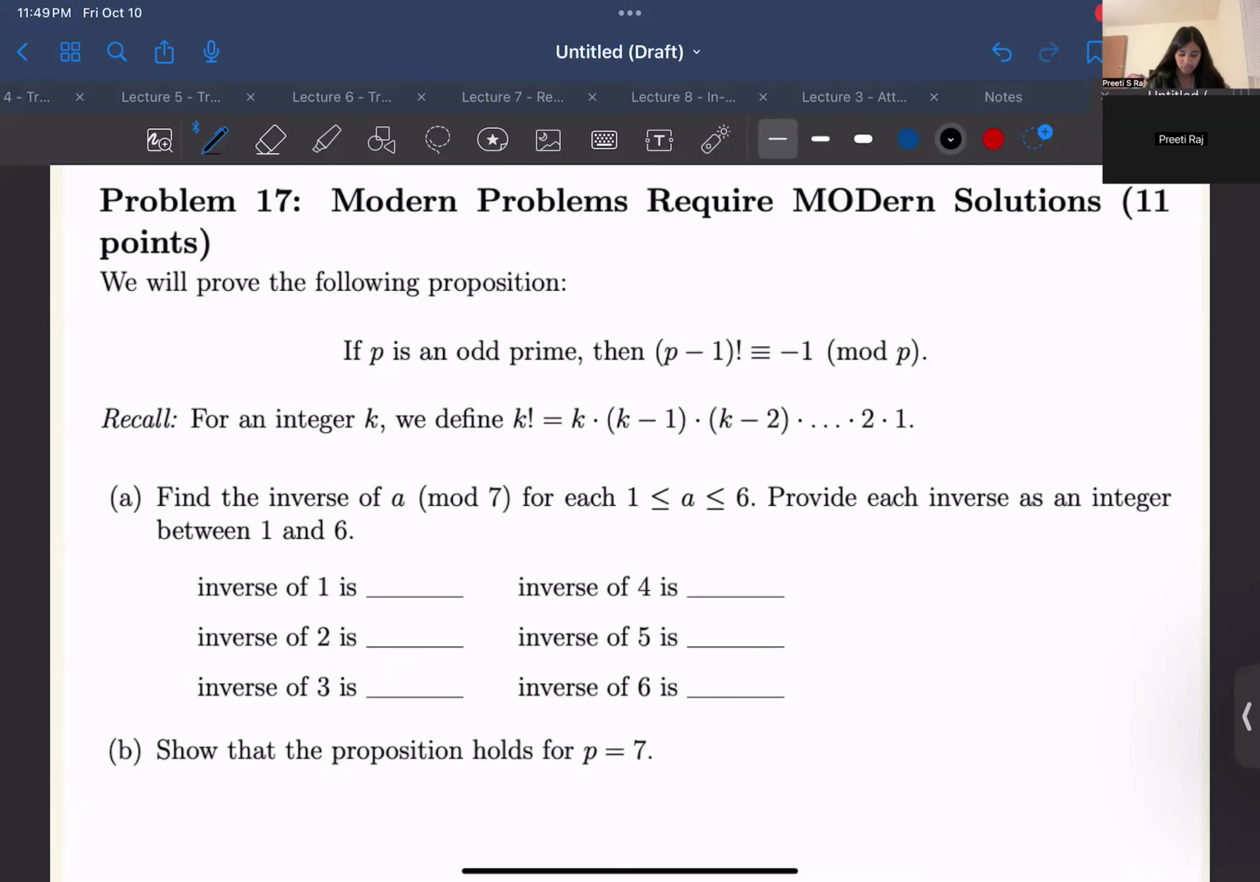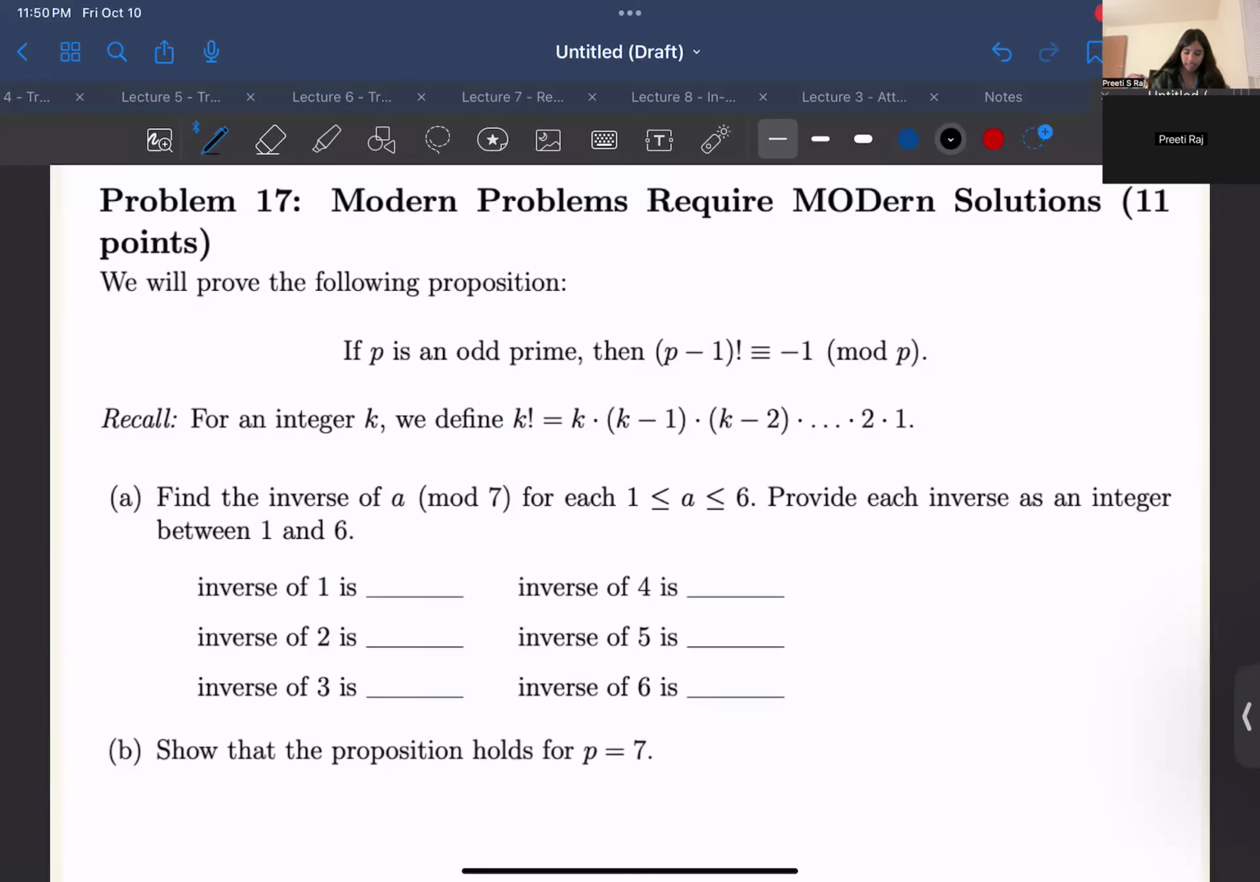Okay, so we're asked to prove the given proposition, which is if P is an odd prime, then P minus 1 factorial is equivalent to minus 1 mod P. And just to recall, the way that the factorial is defined is if you have K factorial, that means it's K multiplied by K minus 1 multiplied by K minus 2 multiplied by so on all the way until 2 times 1.